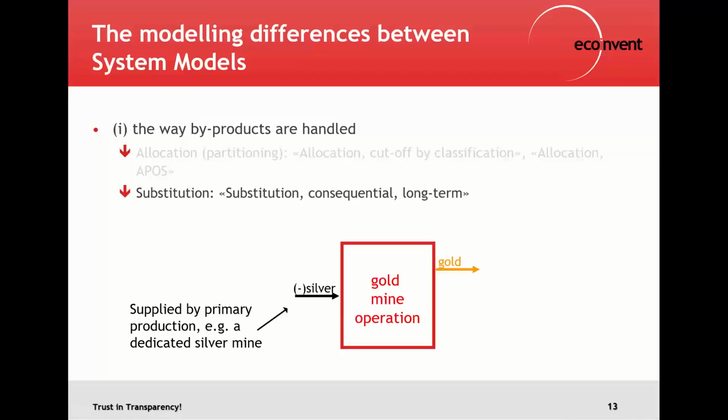Maybe let's look at an example. If we use this somehow simplified example of a gold mine operation that will produce gold as a reference product and silver as a byproduct, in the consequential, what this will mean is that silver extracted as a byproduct will be crediting the gold for the avoided impacts on the extraction of silver in, for example, a dedicated silver mine.